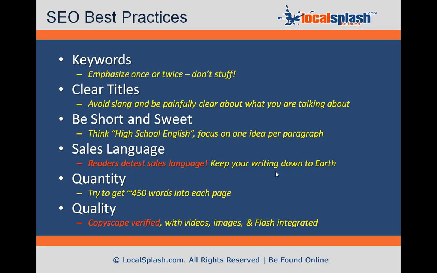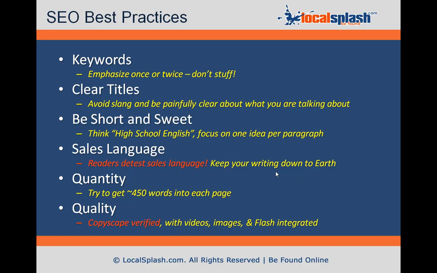Here's some SEO best practices. Focus on emphasizing your keyword once or twice, but don't stuff keywords. Maybe in the first paragraph and last paragraph, and possibly some semantic variation somewhere in between. Use clear titles and avoid slang that can be not recognized as well in Google as the keyword that you're focusing on. Be painfully clear about what you're talking about. Don't beat around the bush and make that content as confusing as some of the content that you see on the web these days. Be very clear about what your topic is.